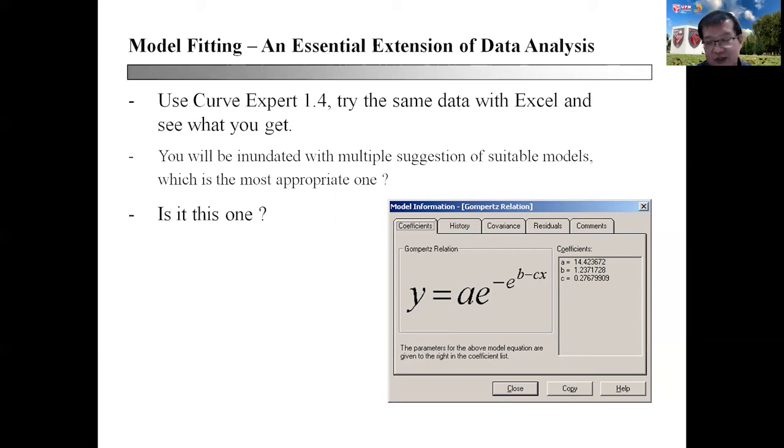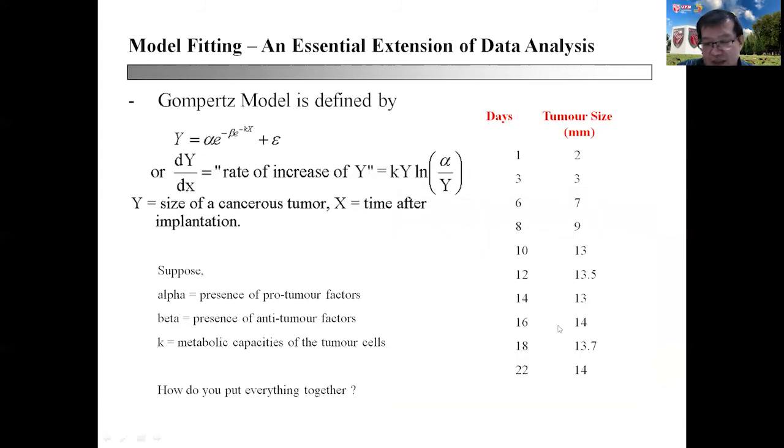Since we know the Gompertz model has been touted to be the best descriptor based on anti-tumor growth factor, pro-tumor growth factor, and the metabolic capacities of the cells itself, this has been presumed to be the best model fit for our data. So based on this, we can derive the best constants for this particular model, and that's how you can explain the relationship between all these parameters to their pro, anti, and metabolic capacities of the tumor cell itself.